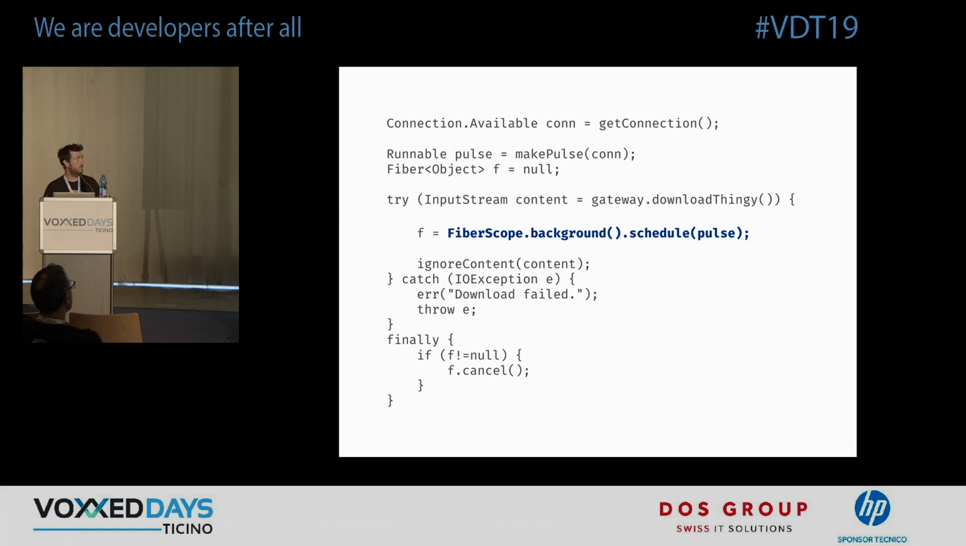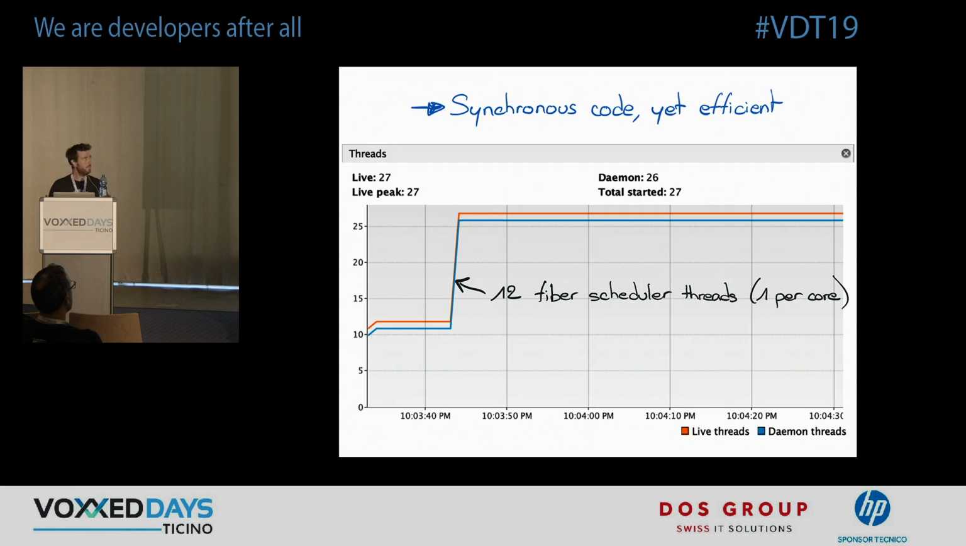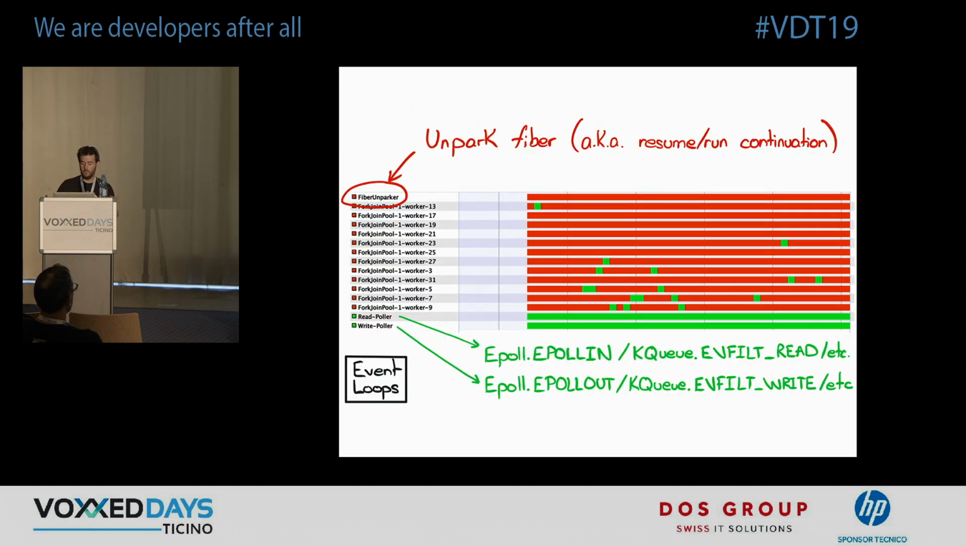All I had to do was to submit my runnable to this fiber scheduler, which is here hidden by this fiberscope.background call. On the efficiency side of things, I have 12 threads, 1 per core, which are managed by this fiber scheduler. And with them, I can handle all my requests. And again, my threads are just waiting for more tasks. I could be handling way more clients than this.